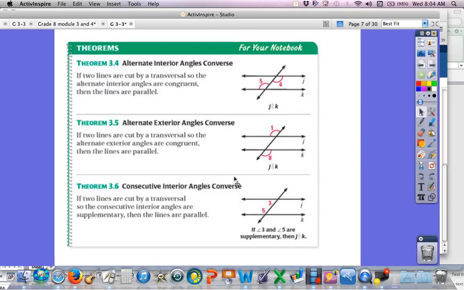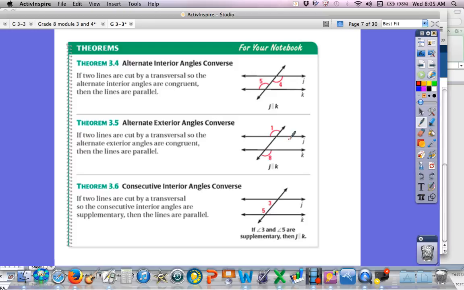So we have 3 converse theorems today. I had said yesterday, talked about that in class, that we would learn them today. So yesterday we learned that if I have 2 parallel lines cut by a transversal, the alternate interior angles would be congruent. Today we're learning that if I have just 2 lines cut by a transversal, but I find that the alternate interior angles are congruent, then that means the lines must be parallel.